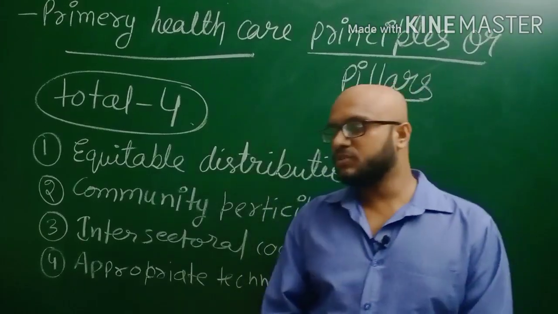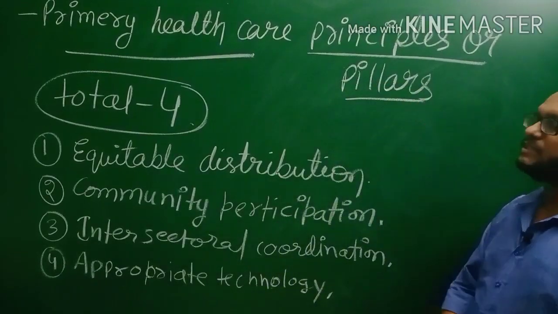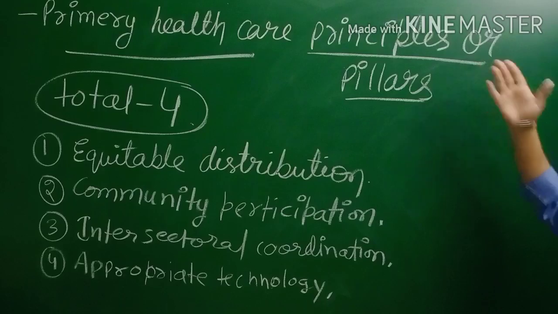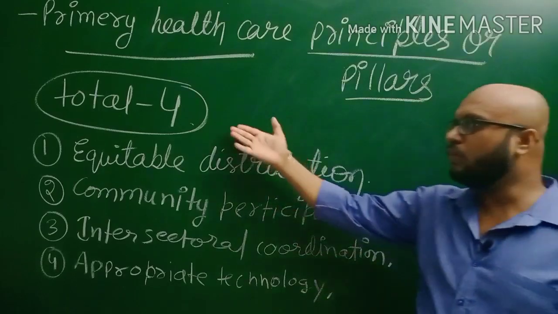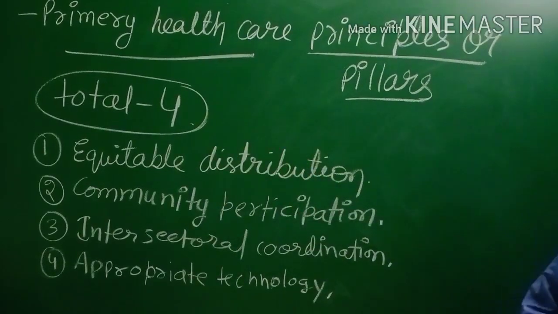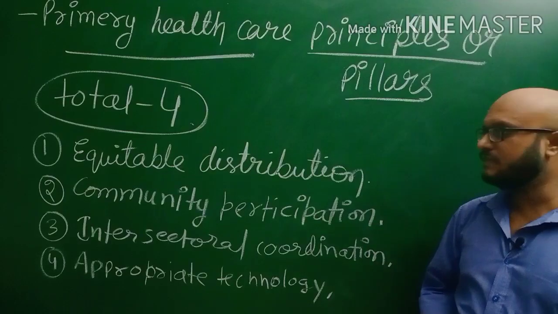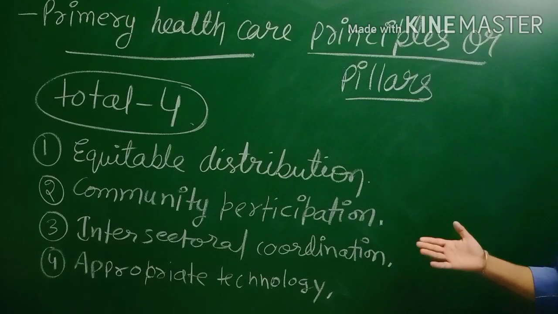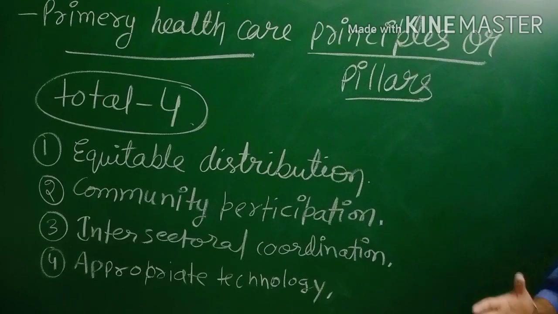Now we talk about the primary healthcare principles or pillars. It can be asked as pillars or principles. There are a total of 4 pillars or principles of primary healthcare. Important topic this is. First is equitable distribution. The second principle is community participation. Third one is intersectoral coordination, and the last one is appropriate technology.